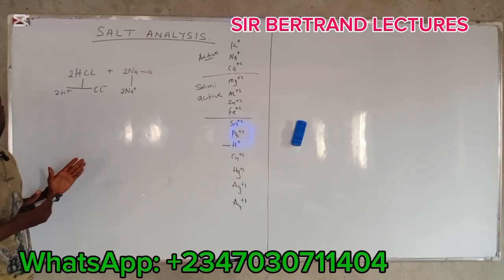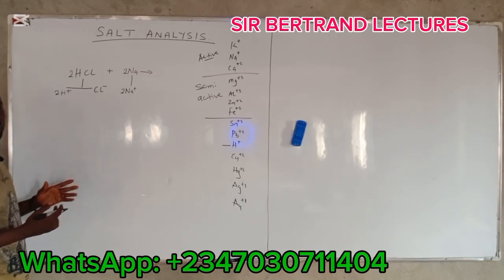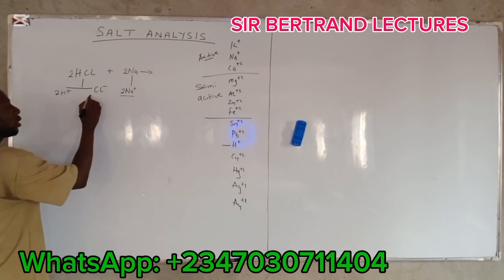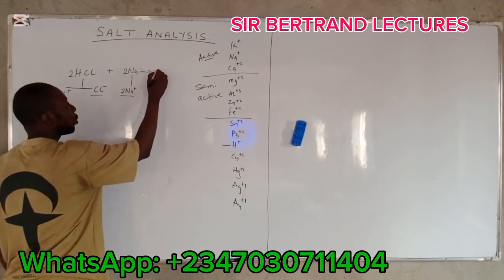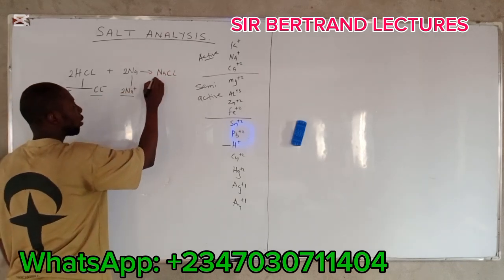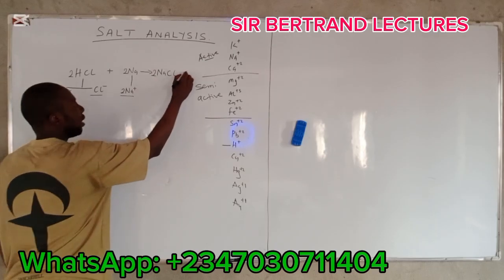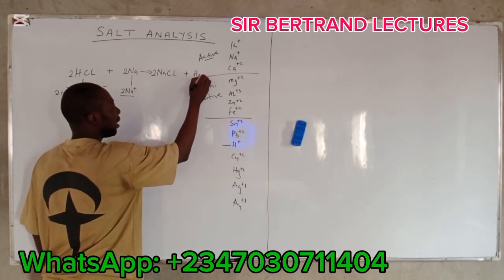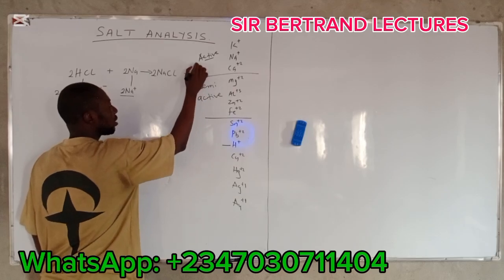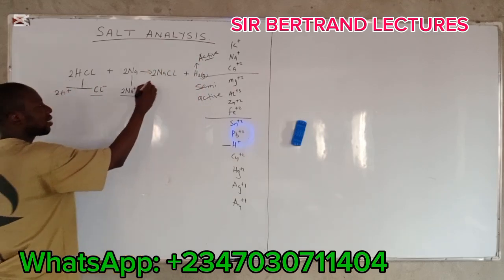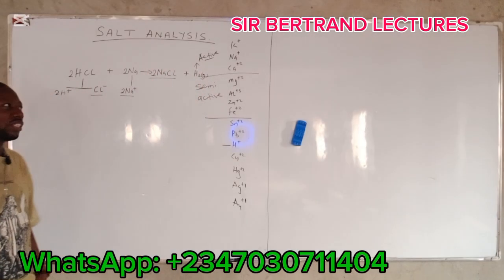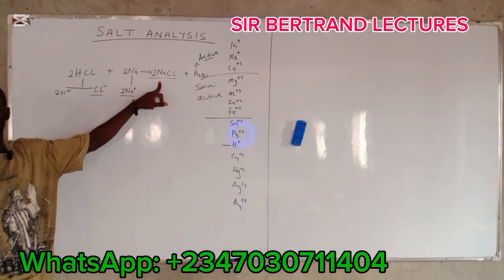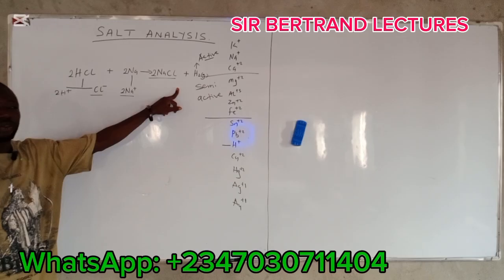Unlike charges attract, while like charges repel. All right? Sodium here will react with chlorine to give us sodium chloride. You understand? And what again? Hydrogen is going to be liberated as a gas. All right? Hydrogen is liberated as a gas, and a salt is formed. The salt formed here is known as sodium chloride.